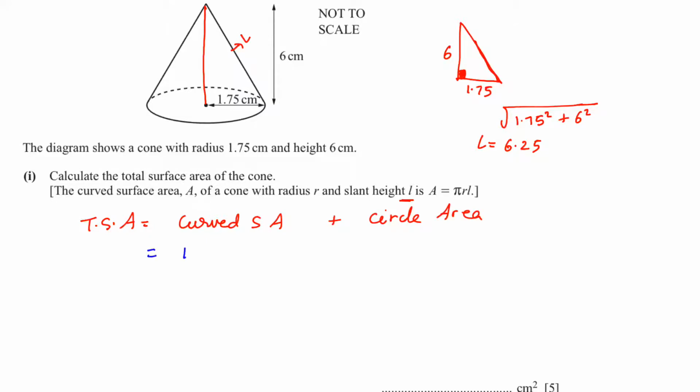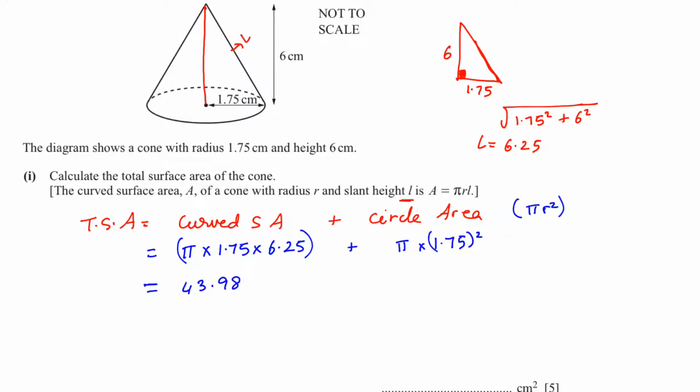So we'll do pi times the radius, which is 1.75, multiplied by the length we just found, plus the area of the circle. Area of the circle is pi r squared. What is our radius? 1.75. That's it. We put all the numbers in the calculator, and we get our answer, which is 43.98. When you round it, it will become 44 square centimeters.